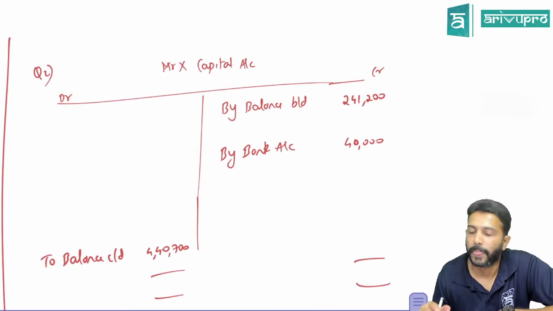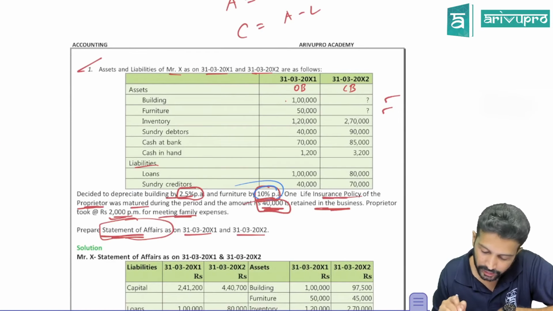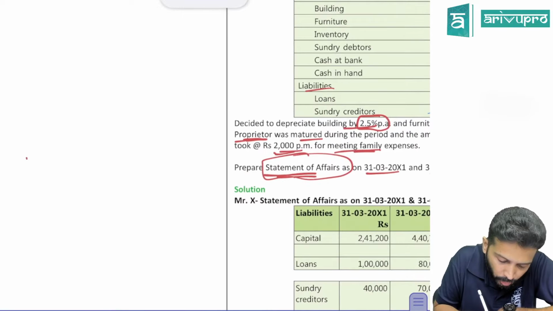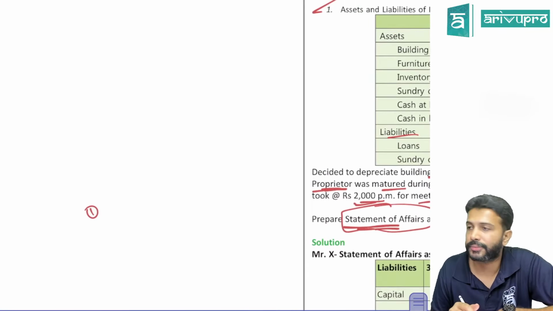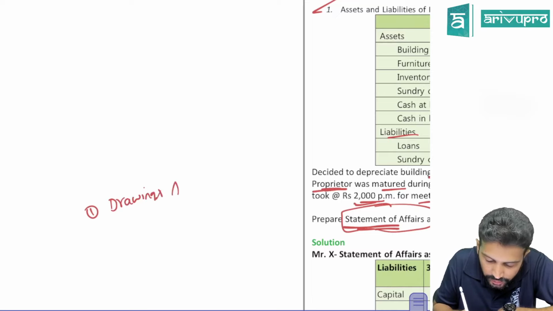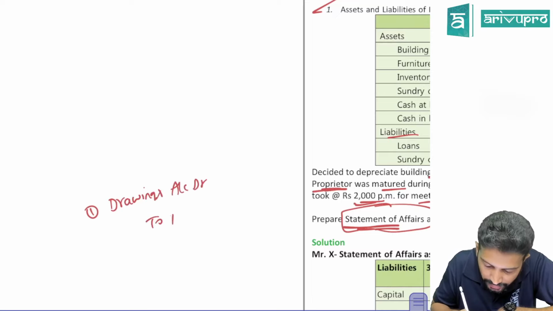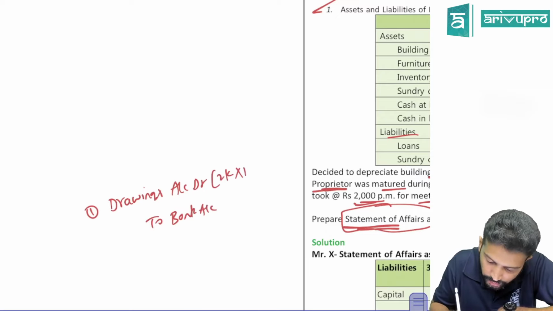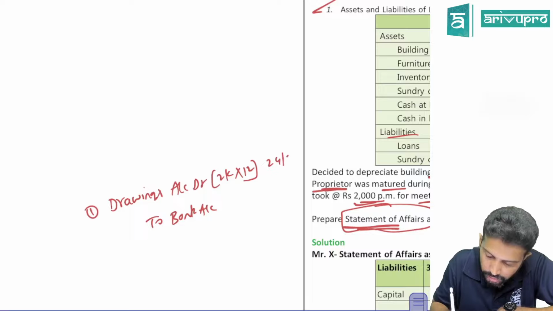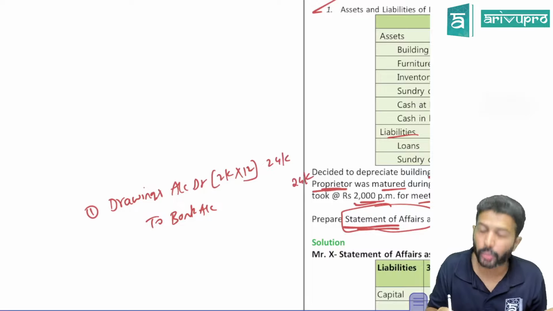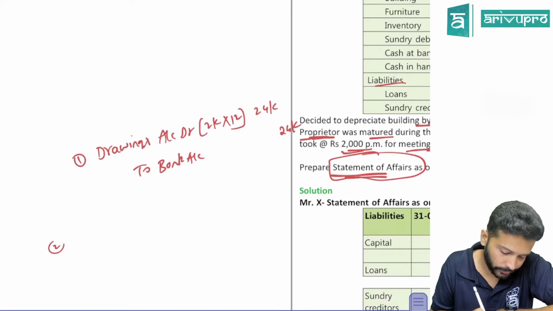Is there any drawing, sir? Yes. The proprietor took 2,000 for family expenses. Can you tell me the two journal entries for drawings? The first journal entry is drawings account debit to cash or bank account. That is 2,000 every month, so into 12 months, because in a year 12 months are there, no? So 24,000. So drawings to bank 24,000.